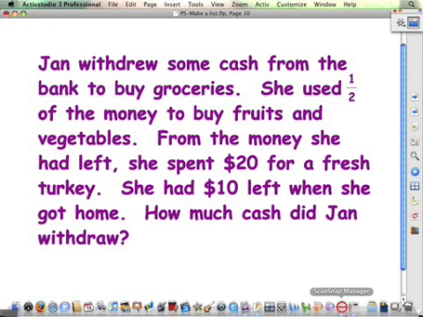Jan withdrew some cash from the bank to buy groceries. She used half the money to buy fruits and vegetables. From the money she had left, she spent $20 for a fresh turkey. She had $10 left when she got home. How much cash did Jan withdraw?